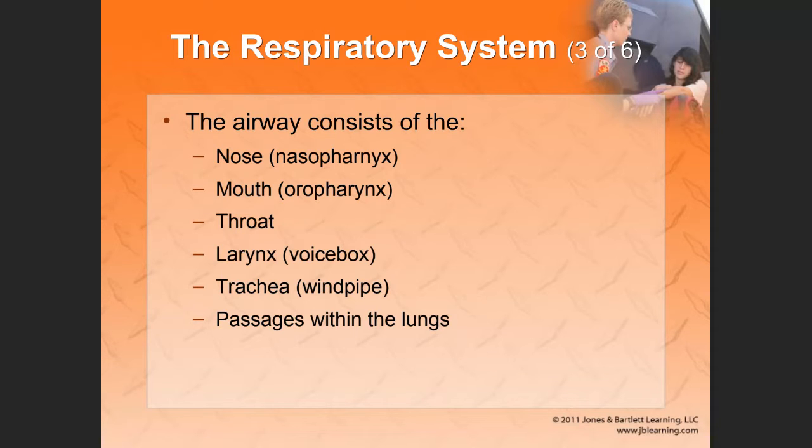The larynx is the voice box and it's an important landmark. Anything above the larynx is upper airway. Anything below it is considered lower airway. Below the larynx, you have the trachea, which is the windpipe, and then you have the passages within the lungs. These are the structures of the airway.